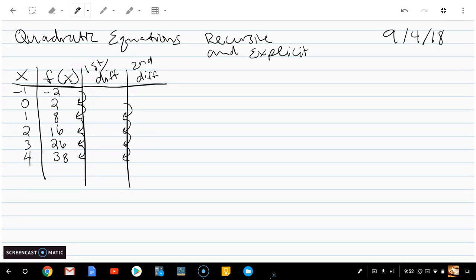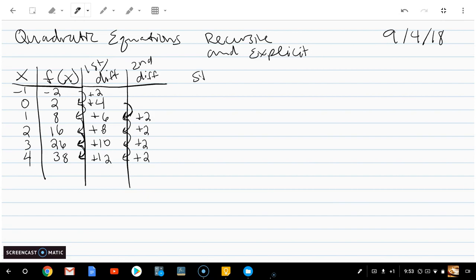So going from -2 to +2, that's +4. From 2 to 8 is +6. From 8 to 16 is +8. From 16 to 26 is +10. And to 38 gives me +12. And then if I look at my second differences, it's 2, 2, 2, 2. I know this is going to be +2, because the first differences are 4, 6, 8, 10, 12. The pattern continues, and my second difference all the way down is +2. Just the even numbers.